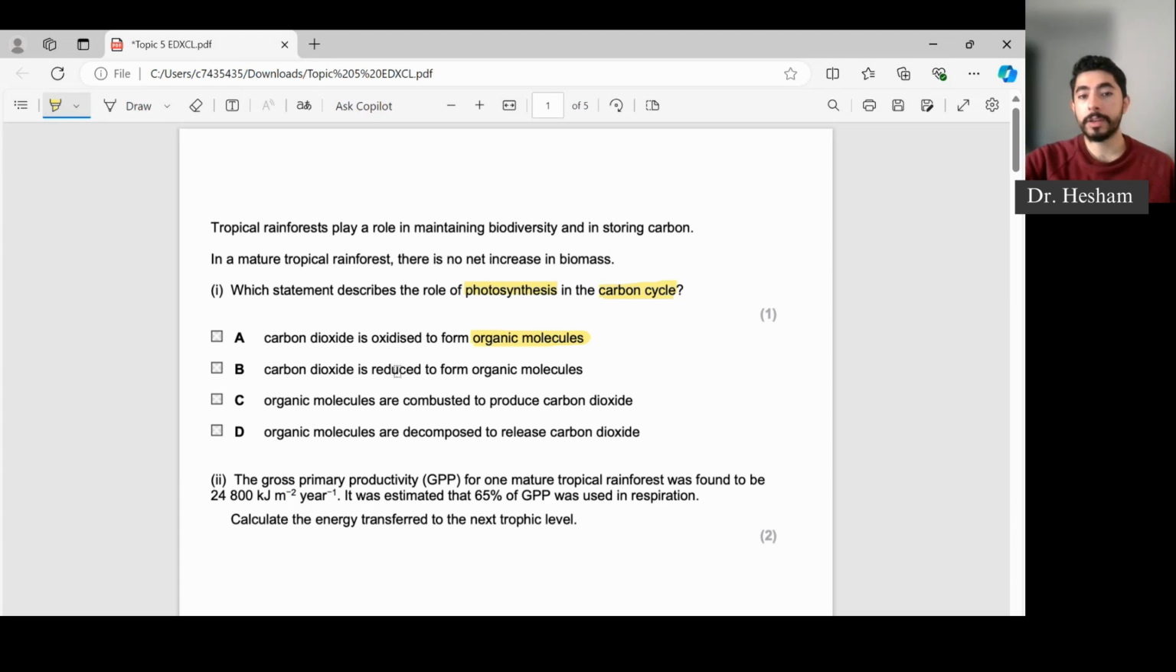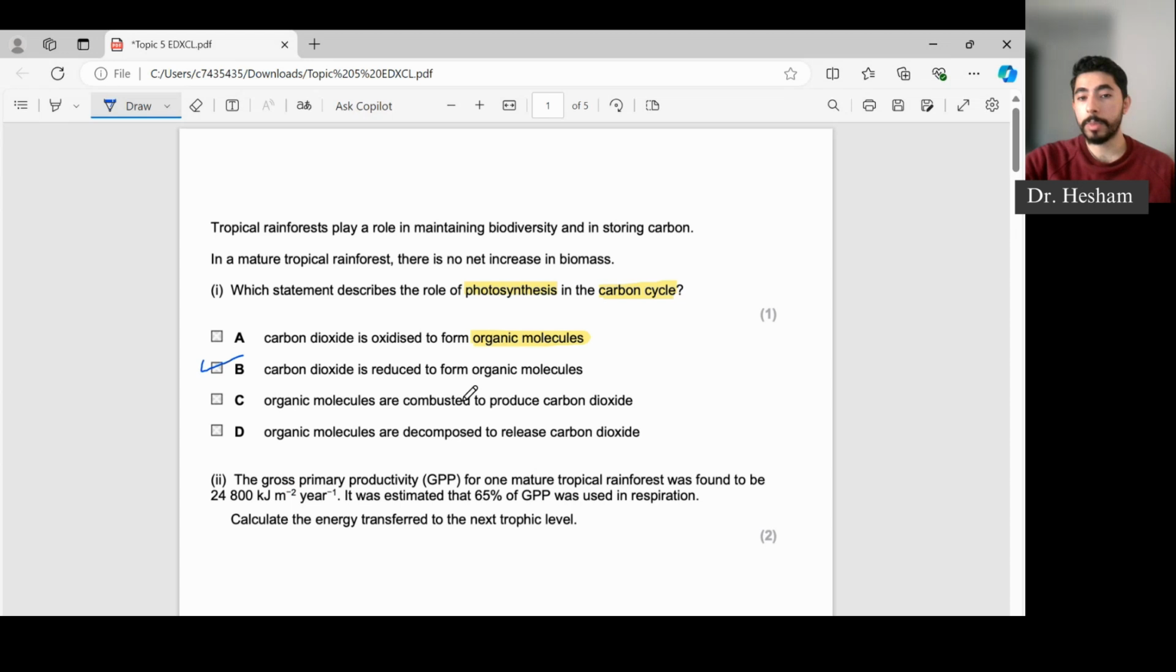Carbon dioxide is reduced to form organic molecules. So this sounds right. So carbon dioxide loses an oxygen, so it is reduced. It is not oxidized. Oxidation is when you gain an oxygen. So it is reduced. So the correct answer here is B, to form an organic molecule.